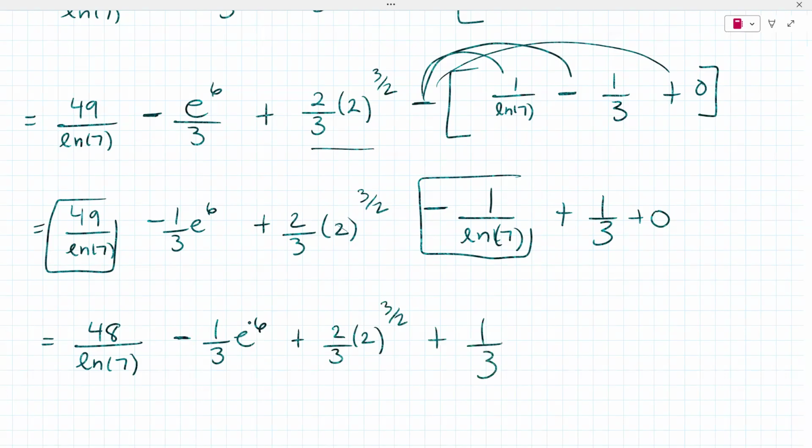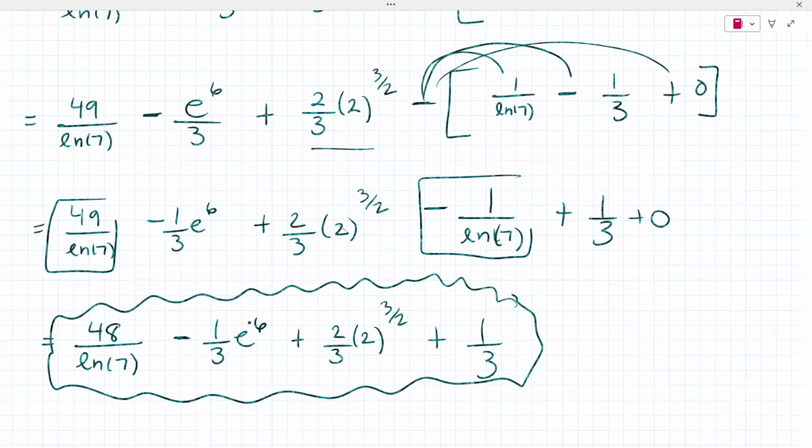So this would be the exact value. If you want it as a decimal, go ahead and put that in the calculator. But I'm just going to leave it as exact value for right now. So yes, this can actually be a number. Okay, let's move on.